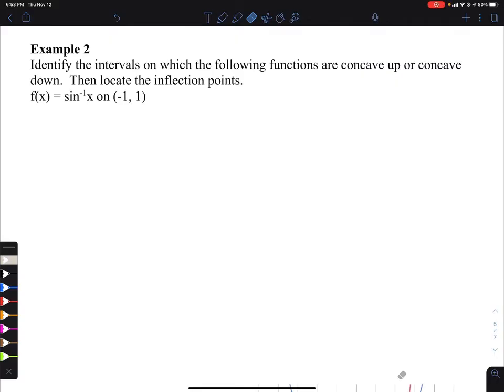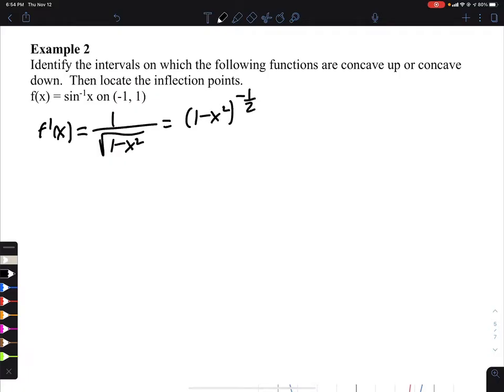All right, example 2, we're doing the same thing, trying to find regions of concave up and concave down. And we're trying to find inflection points. So let's do this. Where can we possibly find inflection points? Where the second derivative is 0 or undefined. So you should know the derivative is 1 over the square root of 1 minus x squared, which I can rewrite as 1 minus x squared to the negative 1/2.